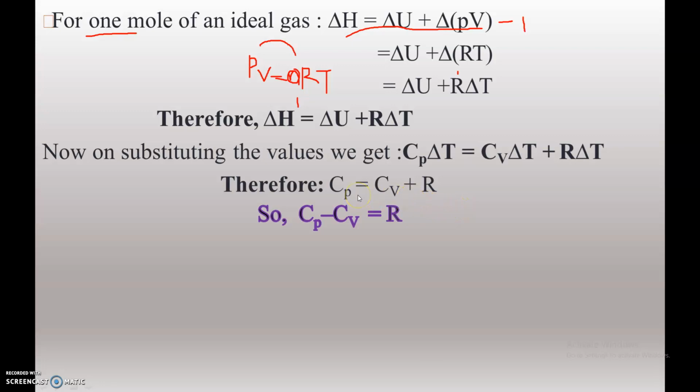We are calculating the difference between Cp and Cv. So the Cv will come to this side, and the positive sign will change to negative. So Cp minus Cv is equal to R. What is R? Our ideal gas constant. So Cp minus Cv is the ideal gas constant. This is the relation between Cp and Cv. I hope you understood this equation.